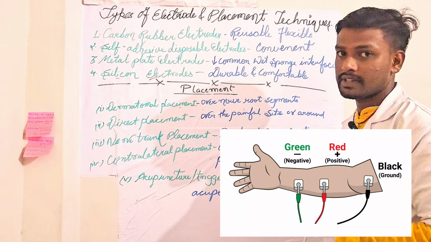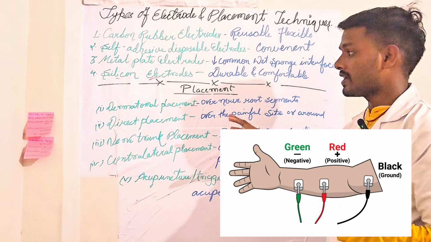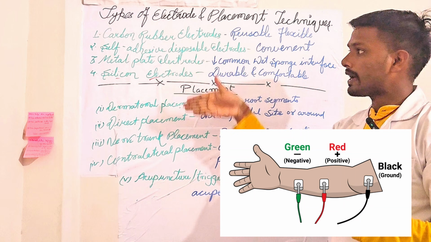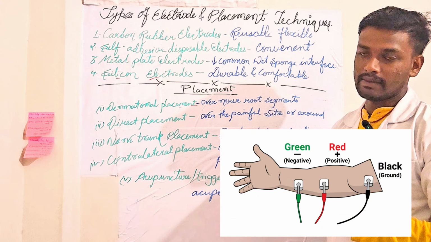Next one is direct placement. If the patient has pain in a localized or generalized area, we can place any kind of 4 electrode pads over the area. So over the painful site we can place them there.